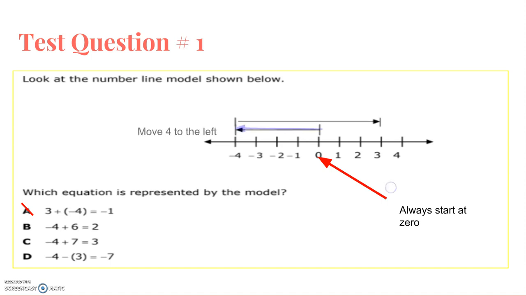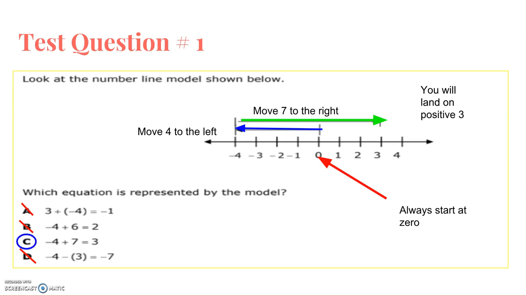From -4, we are going to move over to the right and we're going to move 1, 2, 3, 4, 5, 6, 7 times to the right. How many you move is going to tell you the second number. So we're moving 7 to the right, which is a positive direction. So therefore we are moving a positive 7. You will land on positive 3. Therefore we can eliminate B and D, and we know that the correct answer is C.